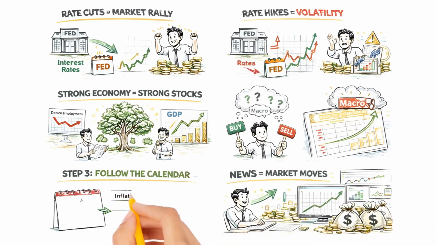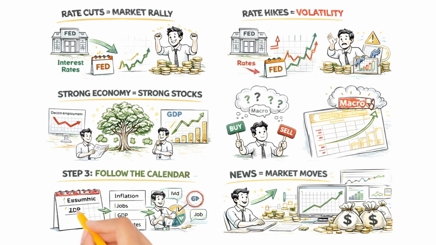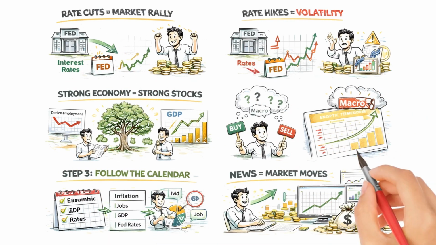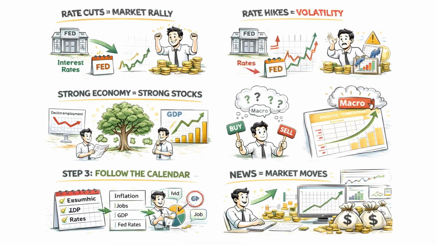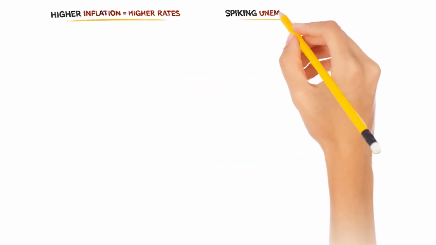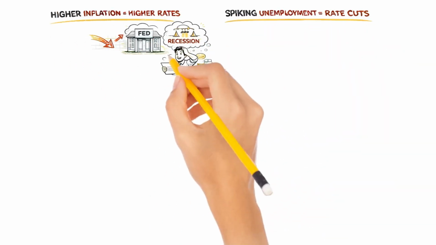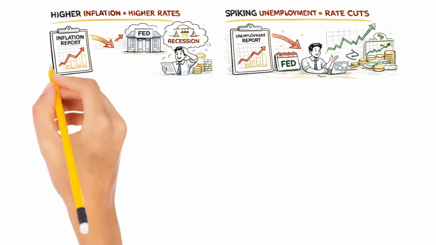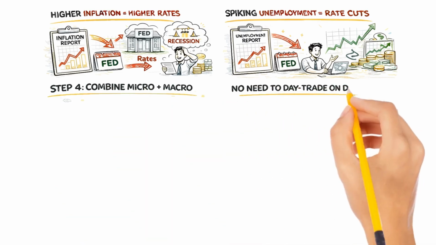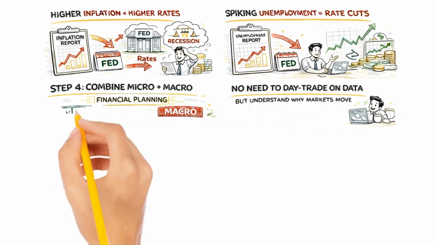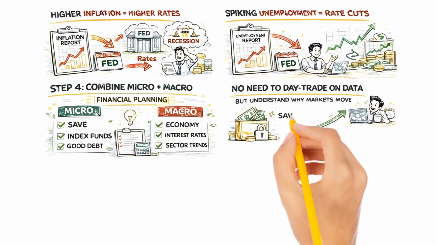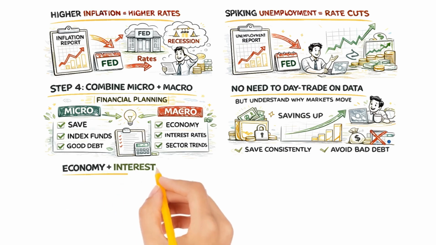portfolio accordingly. Application 3. Follow the economic calendar. An economic calendar lists upcoming data releases, inflation reports, jobs reports, GDP numbers, Fed interest rate decisions. These events can move markets because they change expectations. For example, if inflation comes in higher than expected, markets may expect the Fed to keep rates higher for longer. That affects stock valuations. If unemployment spikes, markets may expect a recession and rate cuts. You don't need to day trade based on this data, but being aware helps you understand why markets move and whether your investment thesis is still valid.